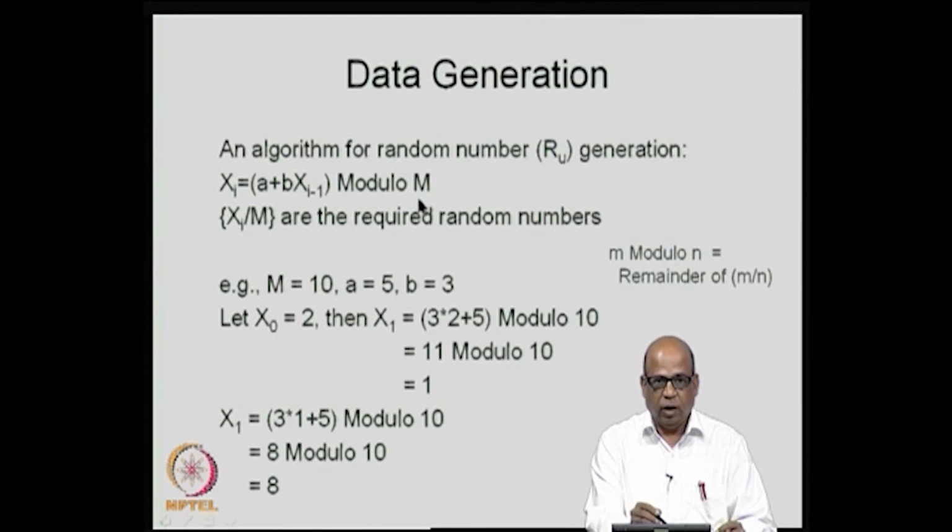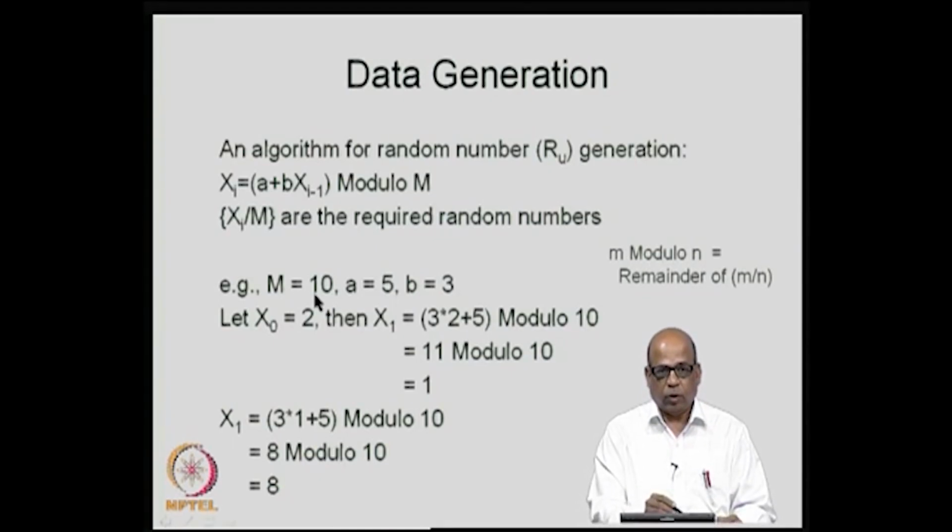The m is essentially a very large integer value, a very large number, and a and b are fixed. So, in this algorithm you fix a, b and m, start with a given number x 0, generate x 1, use x 1 to generate x 2 and so on. Like this, you get a sequence of xi. Xi by m are the required random numbers. So, you generate the xi's, and then xi by m gives the sequence of random numbers belonging to the uniform distribution in the interval 0 and 1.